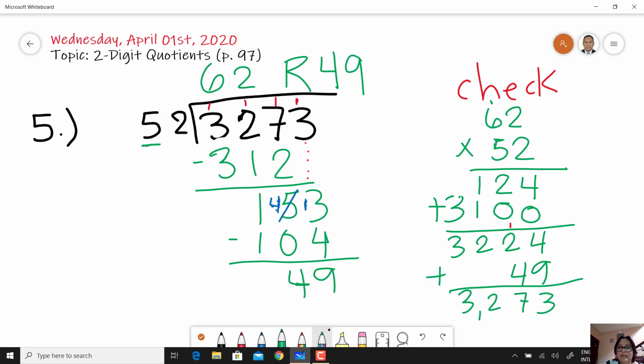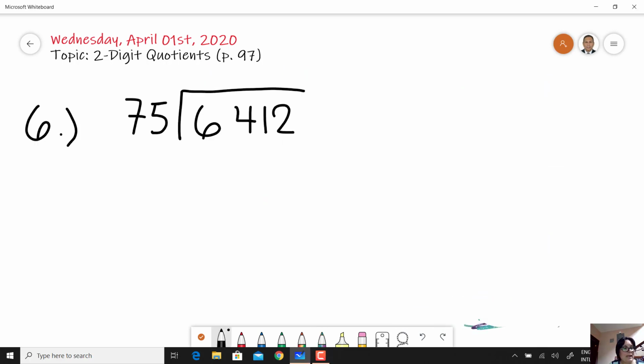Is this the same number of this one? Yes, that means that number 5 is correct. And the last one, number 6, says 6,412 divided by 75. So let's do it, okay? This is the last one.